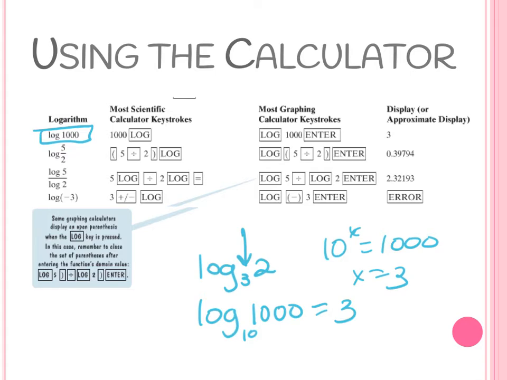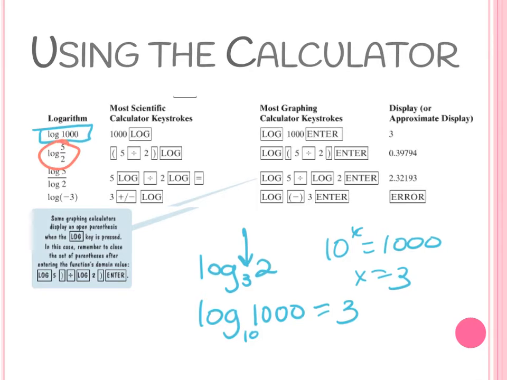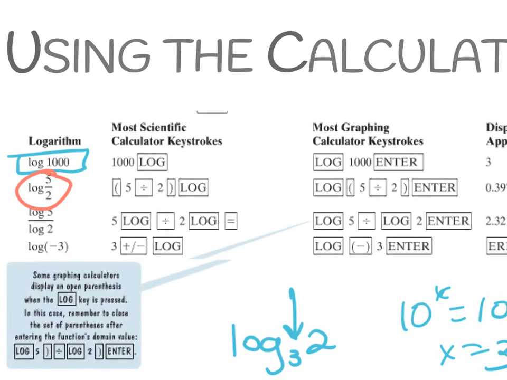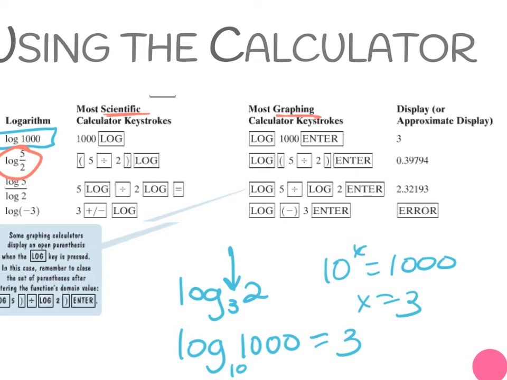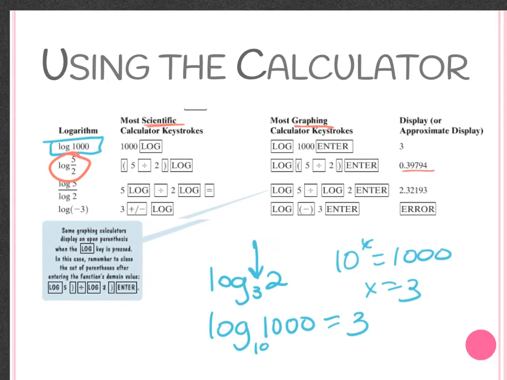If you see something like this, log of 5 over 2, now this tells you 2 different ways to do it. Here's with the scientific, here's with the graphing. With your graphing, you could literally hit log of 5 divided by 2. Inside the parentheses, the 5 divided by 2 has to go. And you get 0.39794. If it's scientific, like your phone one, you have to do 5 divided by 2 first, then hit log. Okay, so again, you want to practice with both and make sure you understand it.